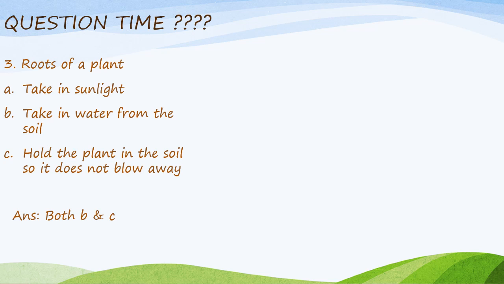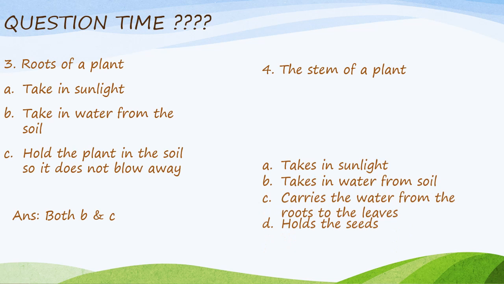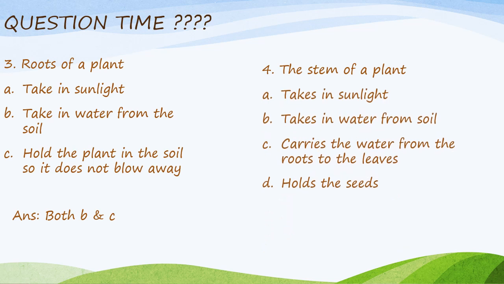Let's move on to the fourth question. The stem of a plant takes in sunlight, takes in water from soil, carries the water from the roots to the leaves, holds the seeds. Answer is it carries the water from the soil to the leaves. That is a main function of the stem.